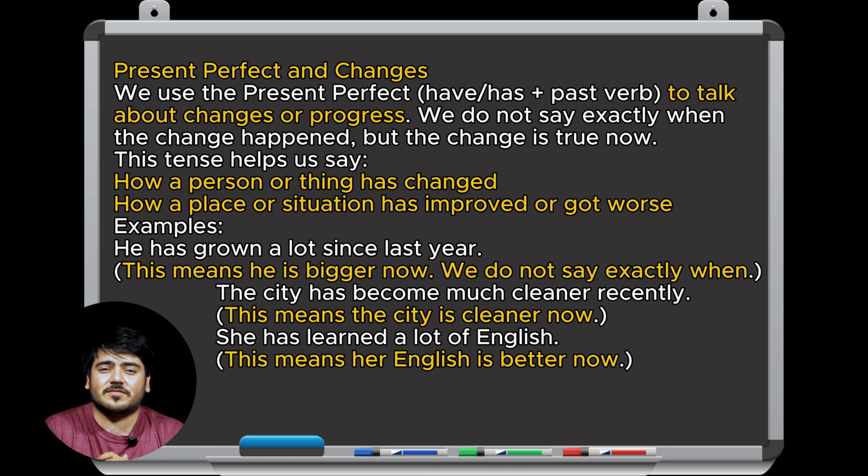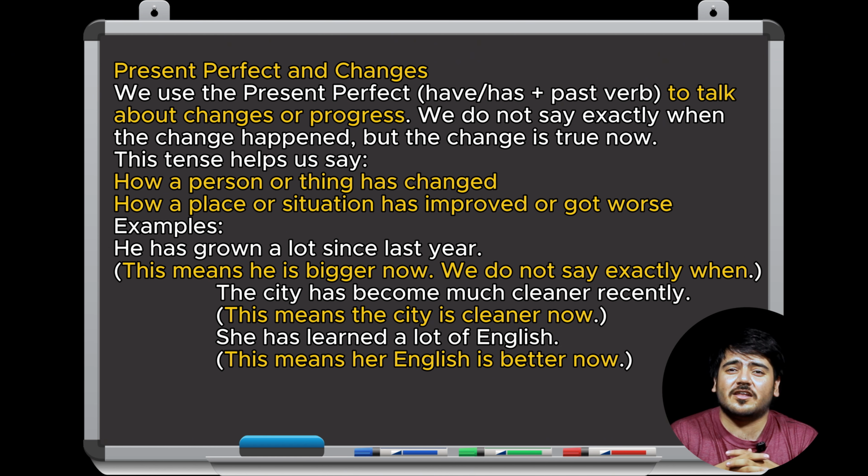Present perfect and changes. We use present perfect to talk about changes or progress. We do not say exactly when the change happened, but the change is true now. This tense helps us say how a person or thing has changed, how a place or a situation has improved or got worse. Examples: he has grown a lot since last year. This means he is bigger now, and we do not say exactly when. The city has become much cleaner recently. This means the city is cleaner now.